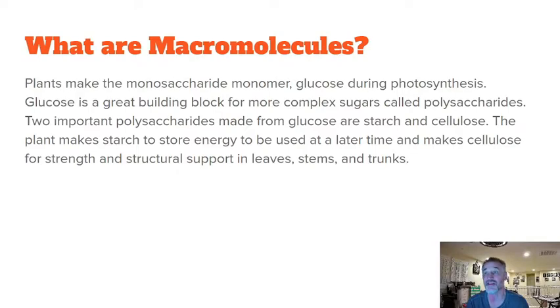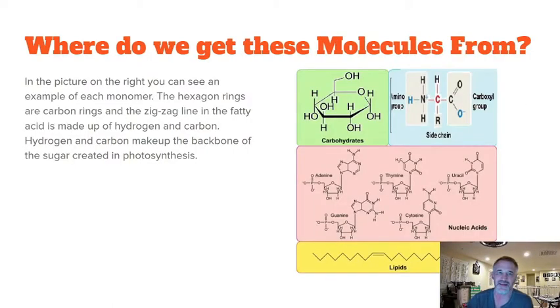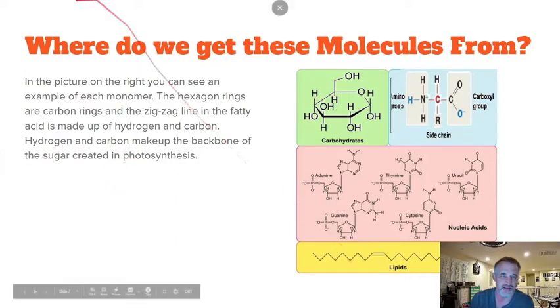It's part of the cell walls of the plant, and it makes up the structural supports in leaves and stems and the trunks of trees and so on. So where do we get these macromolecules from? And I'm going to use this to kind of highlight these.